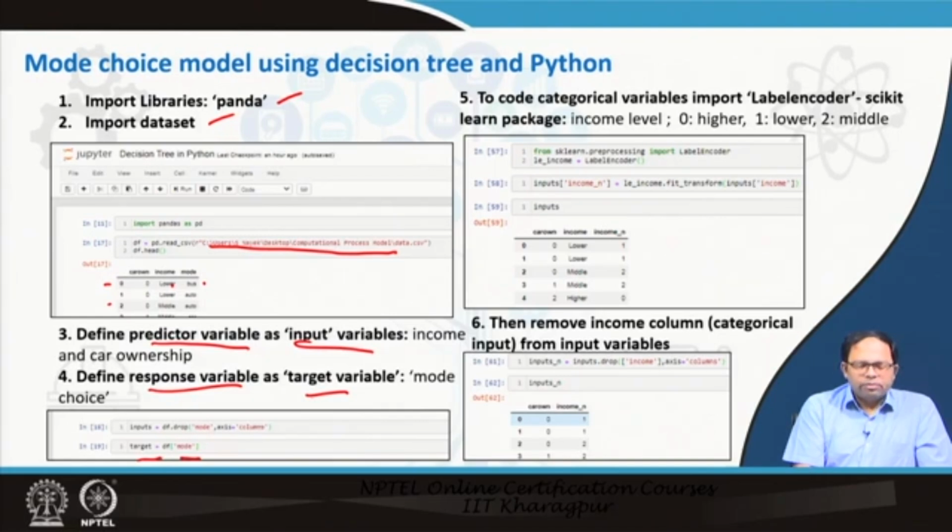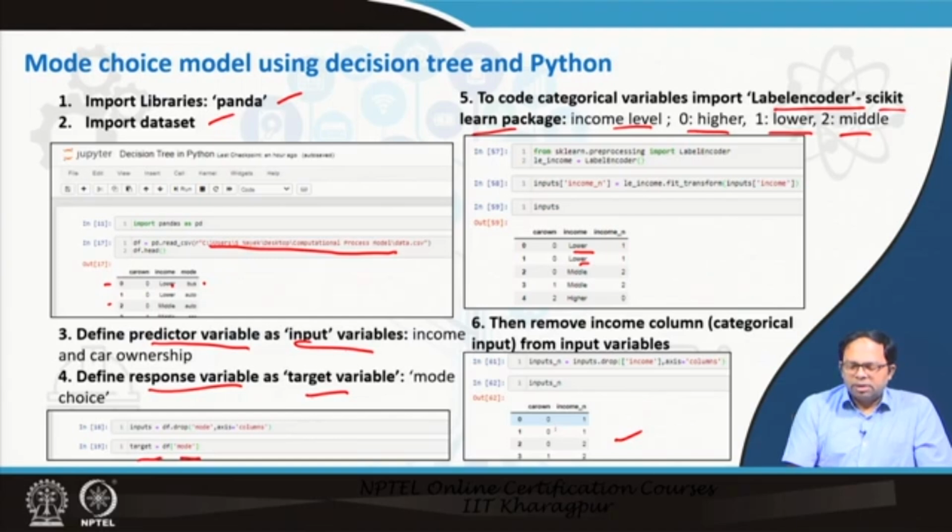We have not taken mode, we have taken the others, and then we can also convert the categorical variables using the label encoder in the scikit-learn package. We can convert this income level into 0 for higher, 1 for lower, 2 for middle. This is how we have to do that. We cannot use this directly. So, once we do the conversion, our data set looks like that.